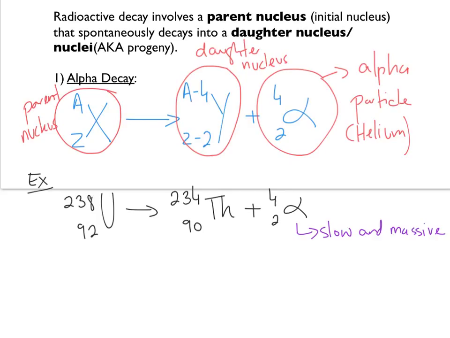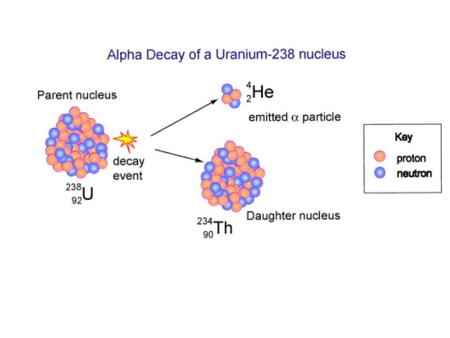Because of the relatively large mass and low velocity, alpha particles are likely to interact with other atoms and lose their energy. So they ionize other atoms, and so their forward motion can be stopped by a few centimeters of air. So they slow down pretty quickly. Here's a pictorial representation of our example. So parent nucleus of uranium-238 undergoes an alpha decay, emits an alpha particle, and the daughter nucleus of thorium-234.